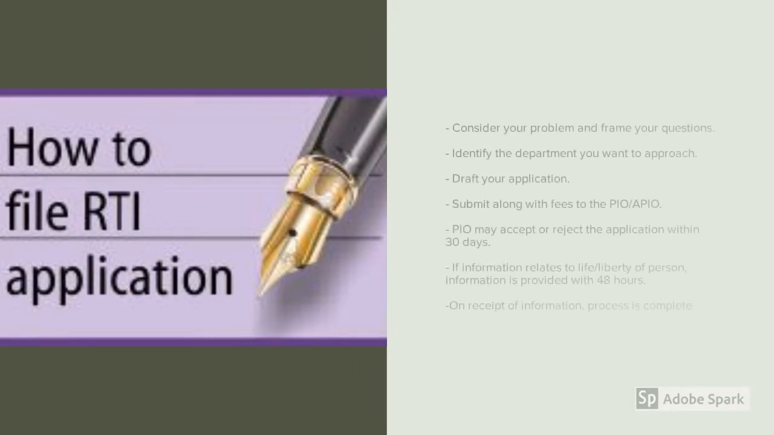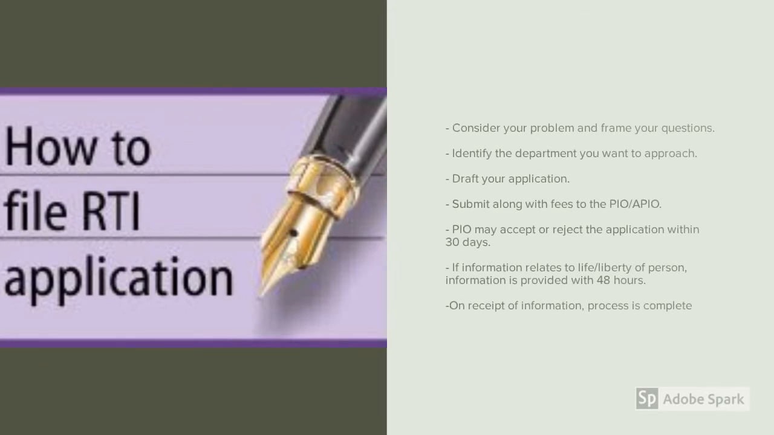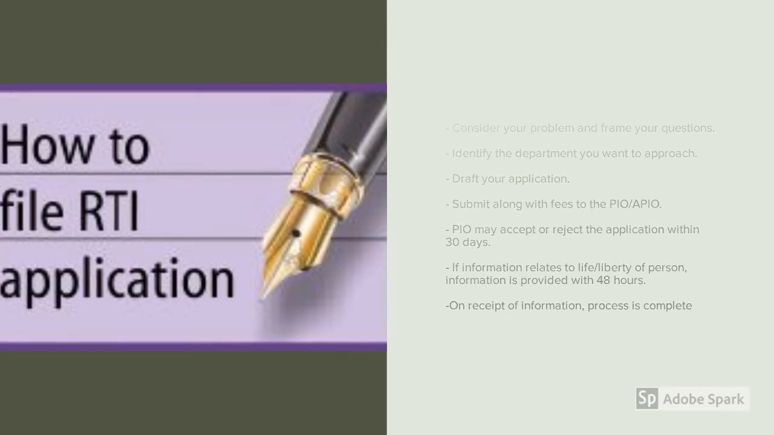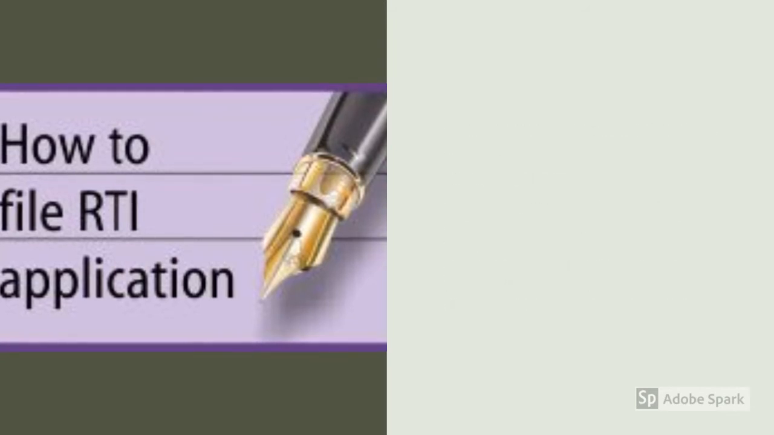So here's how you file your RTI application. First, consider your problem and frame your questions. Identify the department you want to approach. Draft your application. Submit along with fees to the PIO or APIO. The PIO may accept or reject the application within 30 days. If information relates to life or liberty of a person, information should be provided within 48 hours, and on receipt of information, process is complete.